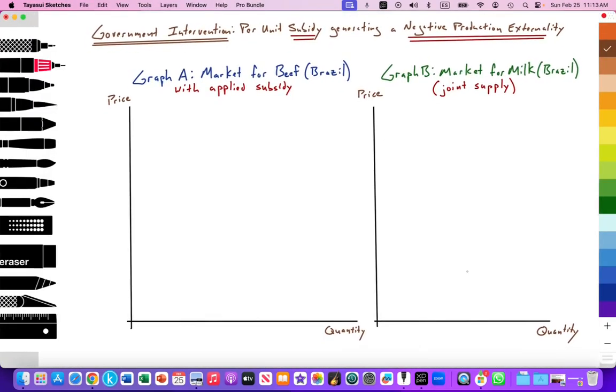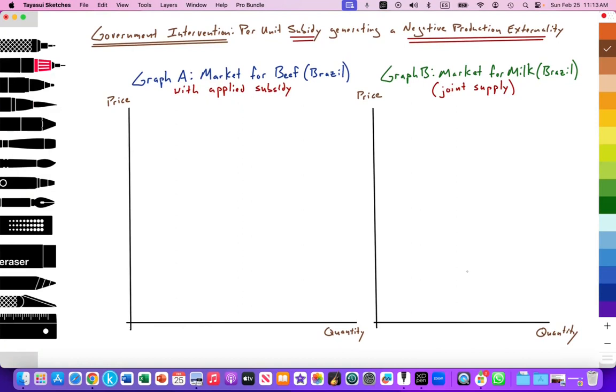So here we have our model. We're looking at government intervention, applications of per unit subsidies, and then we're going to again connect that to the idea of how the government's generating a negative production externality, leading to deforestation in Brazil, limiting the ability of Brazil to perhaps meet their climate goals, preserve rainforests to reabsorb the carbon emitted into the atmosphere, and so on.